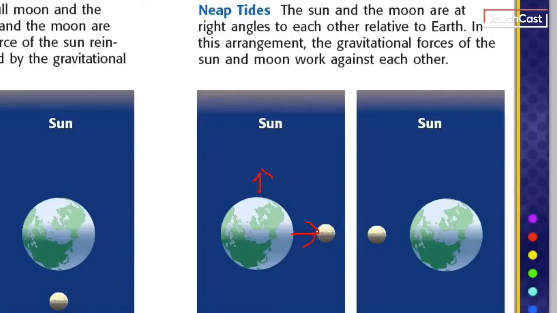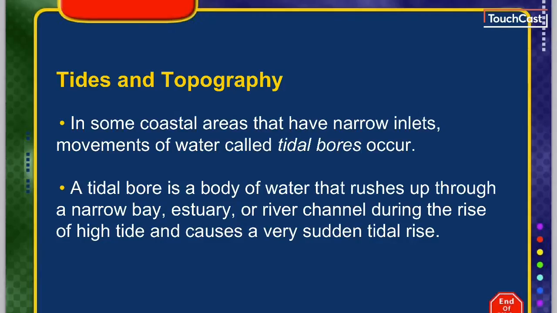And the moon is much, much closer than the sun is. And so that's why the moon has a stronger effect on the tides than the sun does. So the moon wins this tug of war, but high tide doesn't get to be quite as high because you have the sun pulling it down in the opposite direction. They're working against each other during neap tides.